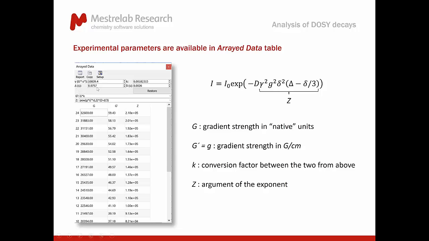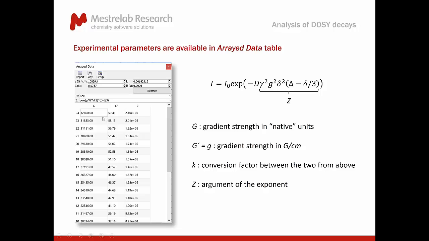Delta capital is the echo delay. Gradient duration is a small delta. K is the conversion factor between the gradient strength in Gauss per centimeter and the gradient strength in native units. So what is this? It's basically these two columns. What MestReNova does is load the data from the vendor software, the original software, in the units which are used in the original software.